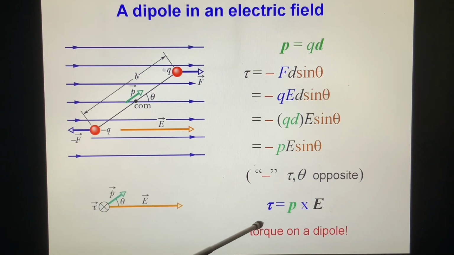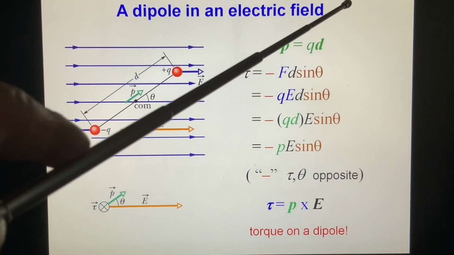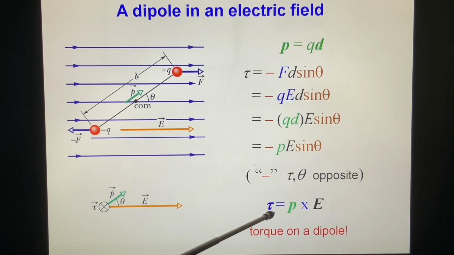Remember, tau is the torque on the dipole. So a dipole in an electric field suffers a torque, which equals p cross E. Look at this one. This is p, this is E. So p cross E goes inside the page. This is clockwise.